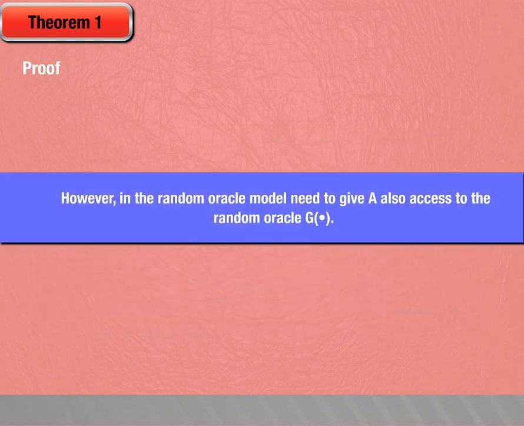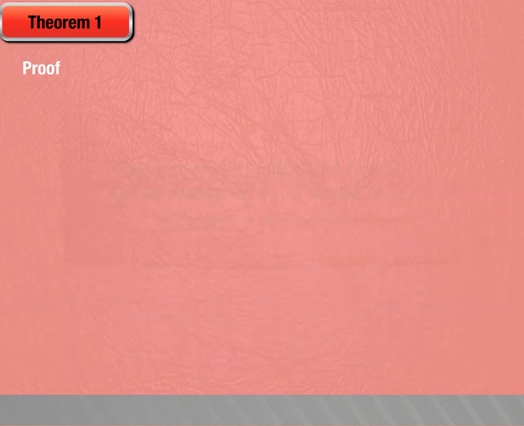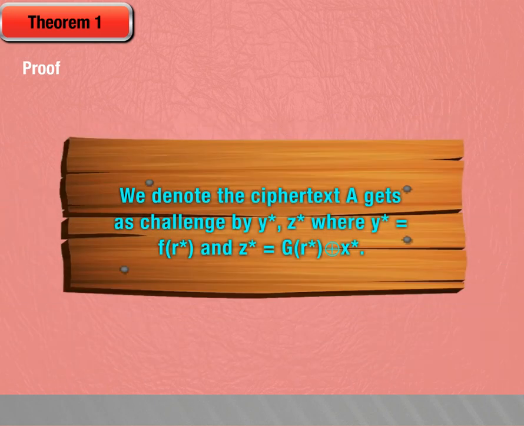However, in the random oracle model, we need to give A also access to the random oracle g. We denote the ciphertext A gets as challenge by (Y*, Z*), where Y* is equal to f of R* and Z* is equal to g of R* + X*.